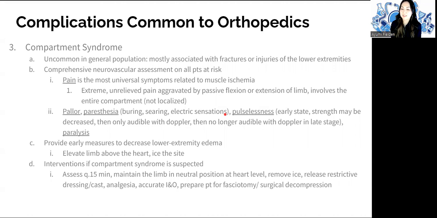But if you think this patient is experiencing compartment syndrome, here are the things you need to do. First, notify the surgeon right away, right? You need help. And assess every 15 minutes, very, very frequently. And maintain the limb in neutral position at heart level. You want to remove the ice at this point because what does ice do? It constricts the blood vessels. It's going to reduce the circulation to that limb. So remove that ice. Release that restrictive dressing, or if you have a patient with a cast, remove it. And you want to provide analgesia and get accurate I&O and prepare the patient for fasciotomy or surgical decompression.